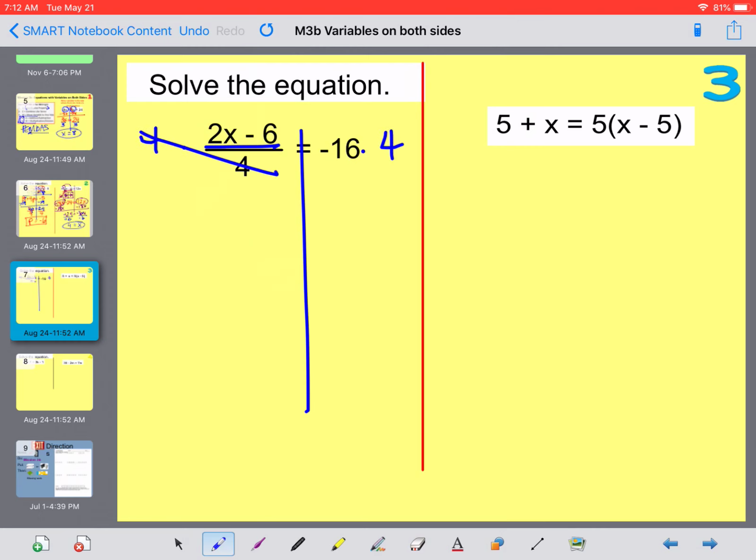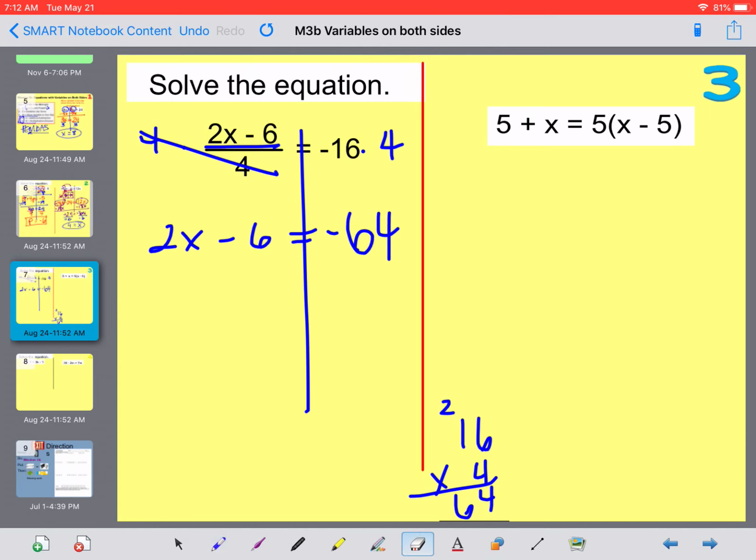These eliminate top and bottom. Our answer is going to be negative here. And 16 times 4, if you don't know, you can multiply it out. 6 times 4 is 24. 4 times 1 is 4, plus 2 more is 6. Negative 64. And now this is just a two-step equation. Get rid of adding and subtracting.